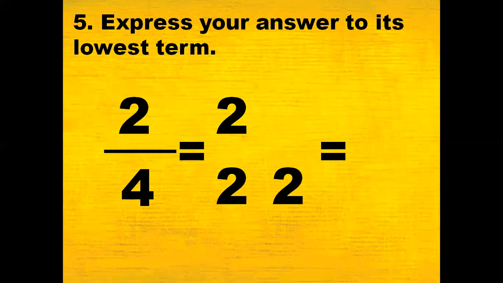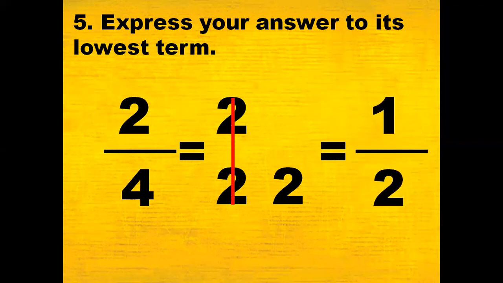In getting the lowest term, we need to find the greatest common factor. And here, the greatest common factor, or GCF, is 2. So we cancel the common prime factors. And so, the lowest term for 2/4 is 1/2.